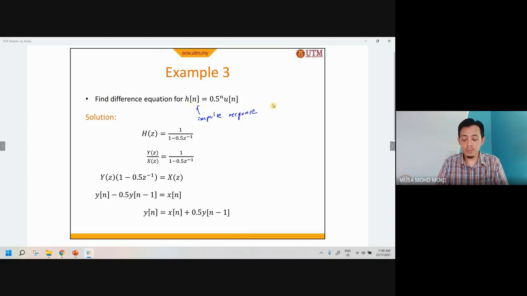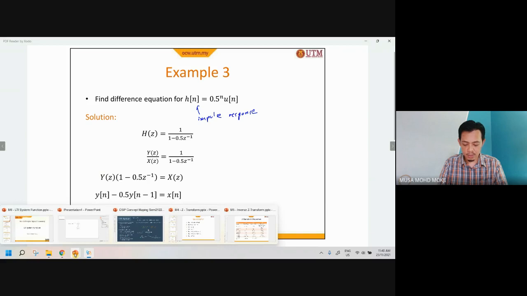One of the most important processes is convolution. We already know that convolution is in the time domain, and in the Z domain, convolution becomes just a simple multiplication. We have seen this example a lot before, so it will be easy to follow. h[n] equals 0.5 to the power of n times u[n]. Straightforward, you just refer to the table.